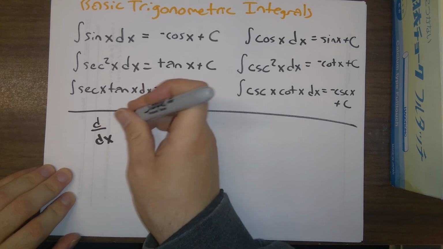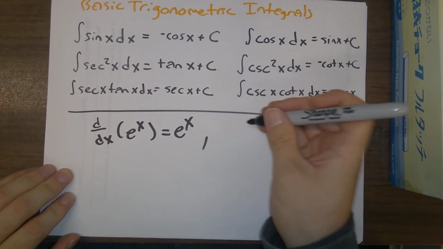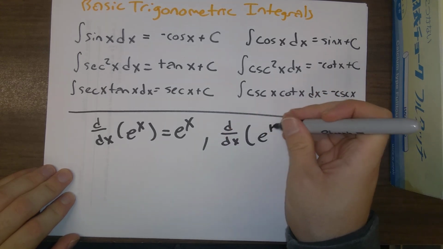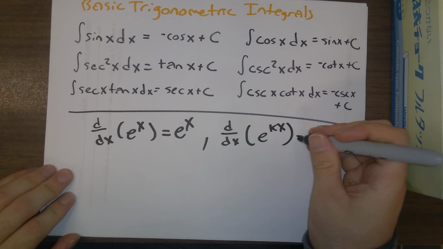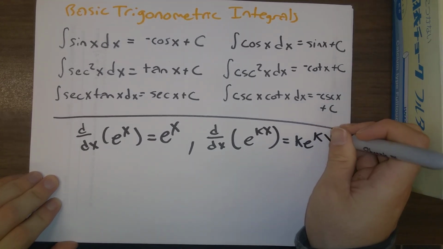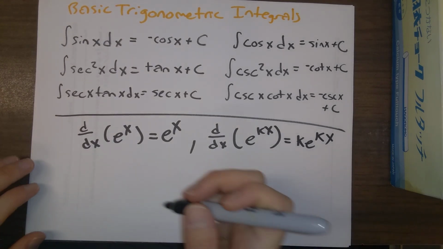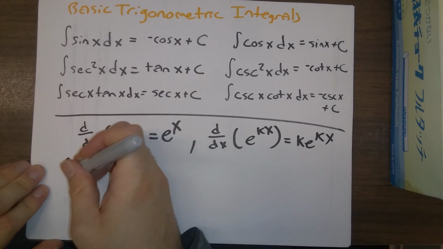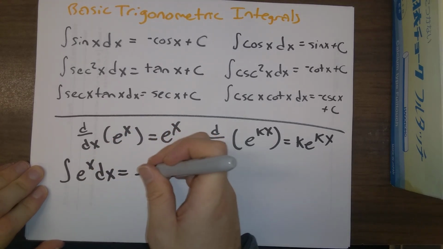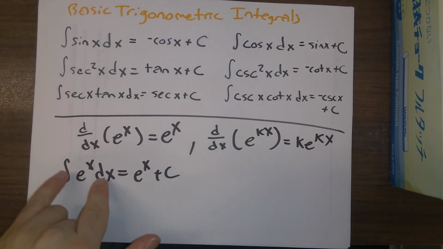We know that the derivative of e to the x is equal to e to the x. And also, we know the derivative of e to the kx, where k is a constant, is k times e to the kx. So, translating this into an indefinite integral, the antiderivative of e to the x is just e to the x plus c, because the derivative of this is equal to this.